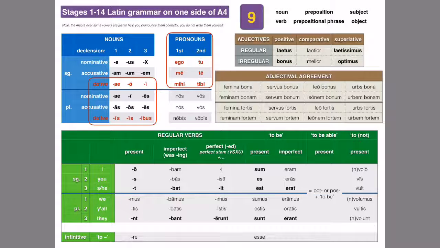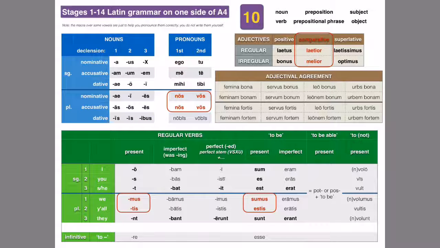Stage 9, we do 2 things really. We cover the new case, the dative case, used when you're doing something to or for somebody. And we also consolidate the pronouns of the I and the you pronouns in the singular.